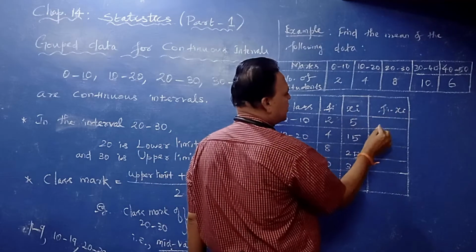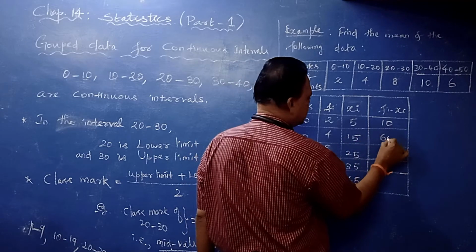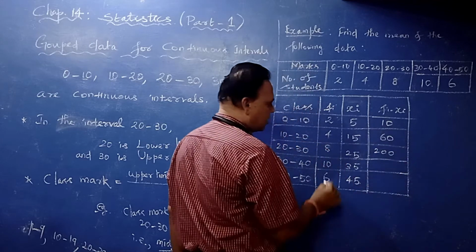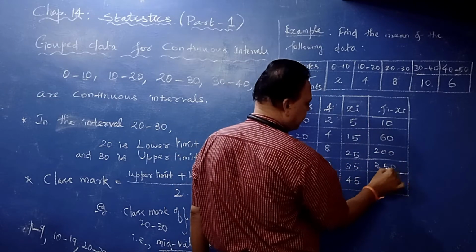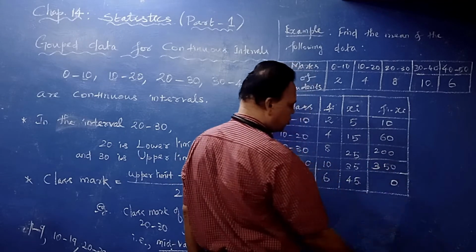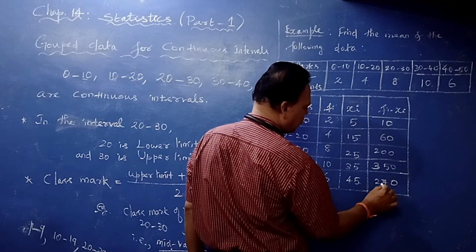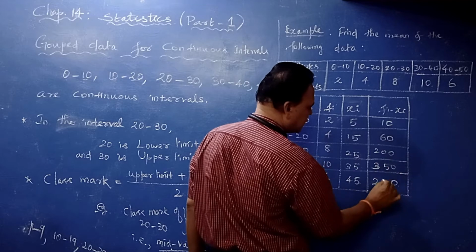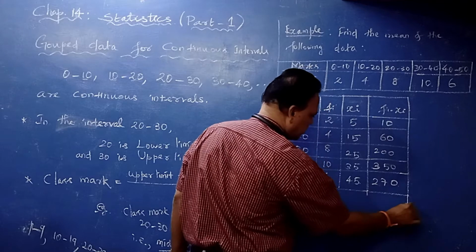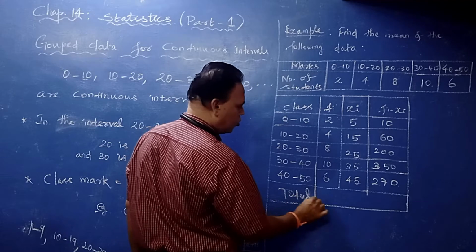Now these two multiply, fi and xi you have to find out. 2 into 5 is 10. 4 into 15 is 60. 8 into 25 is 200. This one 350. This one 6 into 45 is 270. Now you have to calculate the total. Clear? You have to find out the total of this.